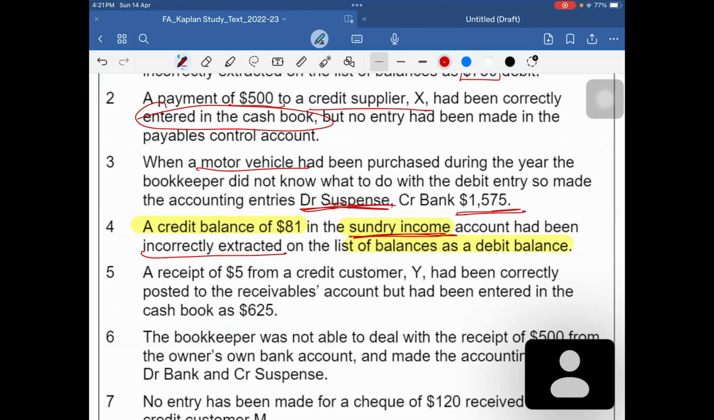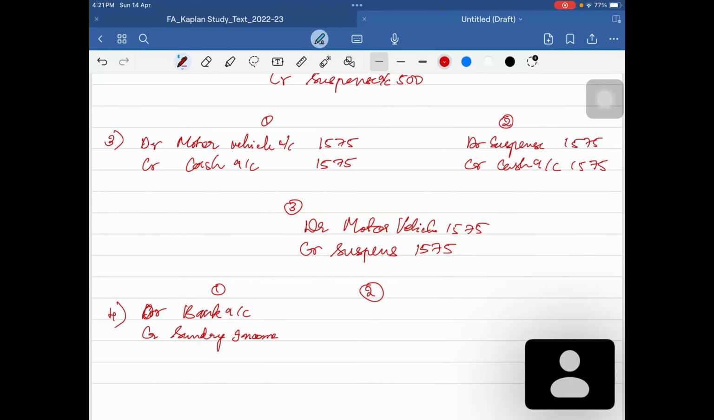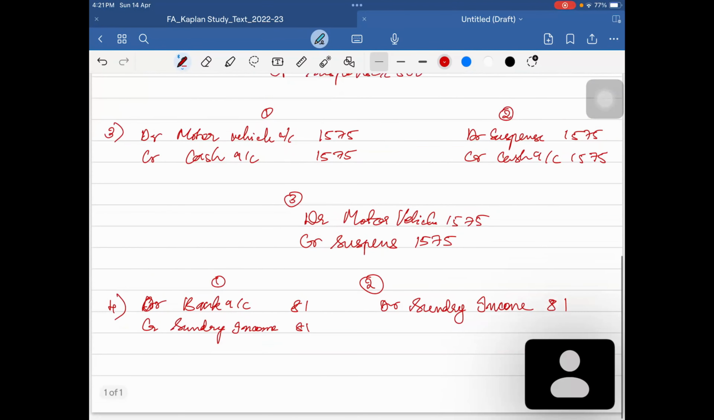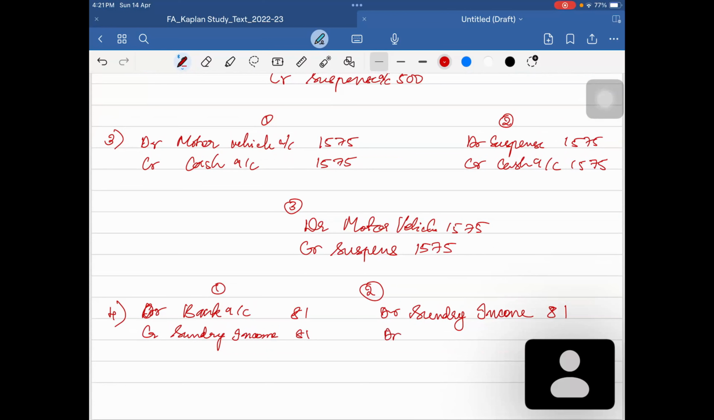The account had been incorrectly extracted on the list of balances as a debit balance. So they took it as a debit balance, right? Should it have been debited or credited? Sundry income. This is 81, 81. And bank, they have taken it right, on the debit side itself. And they have taken sundry income on the debit side as well.